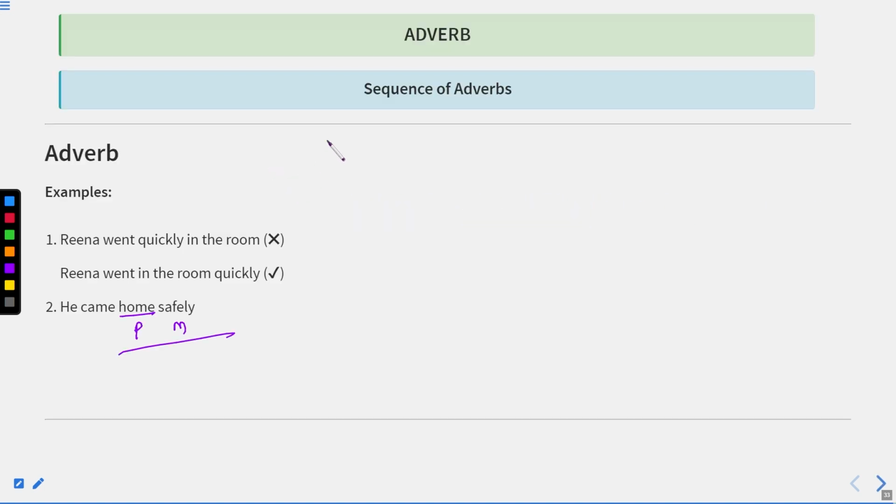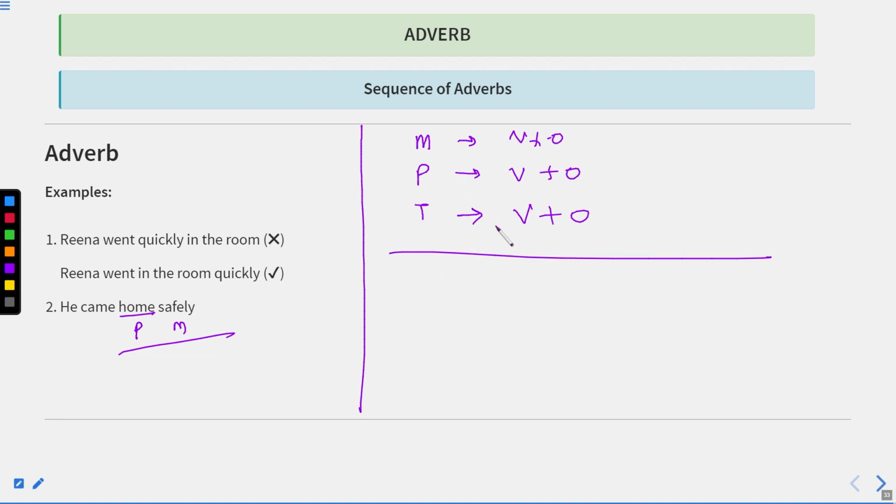So here, let me remind you about the rules again. If we talk about manner, place, and time individually, manner should come after the verb and object in a sentence. Place should also come after the verb and the object in the sentence, and time should also come after the verb and the object in the sentence. However, if we talk about frequency adverb, that should come before the main verb, but after the helping verb. And if we talk about quantity, that can be placed anywhere in the sentence, because adverbs can be placed in various positions in a sentence.